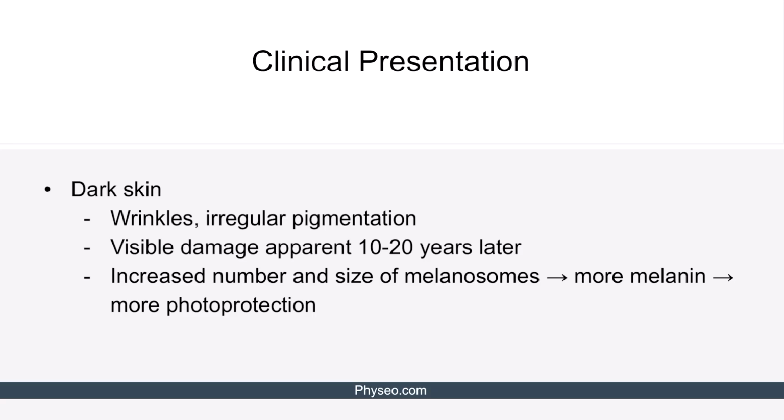Now let's talk about photoaging in patients with dark skin. So this will typically present as wrinkles and irregular pigmentation. These changes typically present almost 10 to 20 years later in patients with dark skin. And that delayed onset is actually due to the fact that these patients with dark skin have an increased number and an increased size of individual melanosomes, which basically means they have more melanin, which we already knew because they have dark skin. And because of that melanin, they have more photoprotection. So their findings aren't going to be as severe as a fair person.